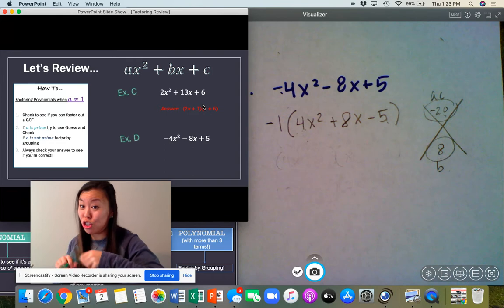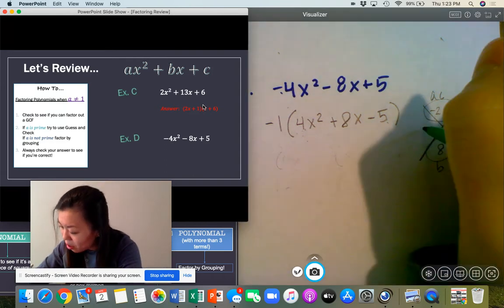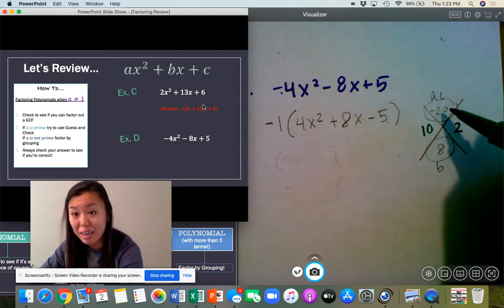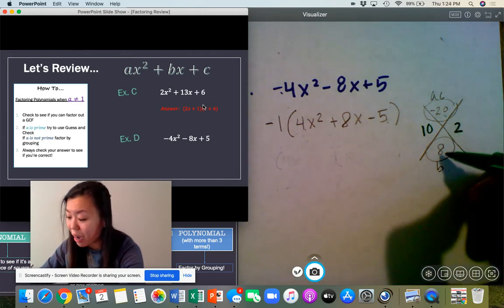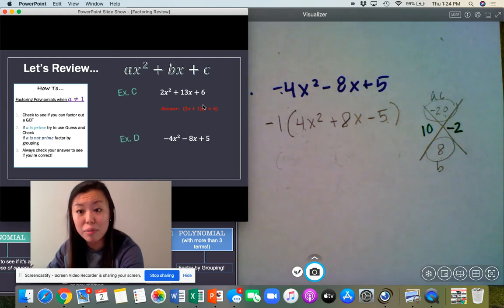Good, 10 and 2. All right, so I start with the 10 and the 2. Those multiply to get me 20. I can get an 8 from that. Then I have to play around with the signs. Since I know it's positive 8, my negative must belong to the 2.